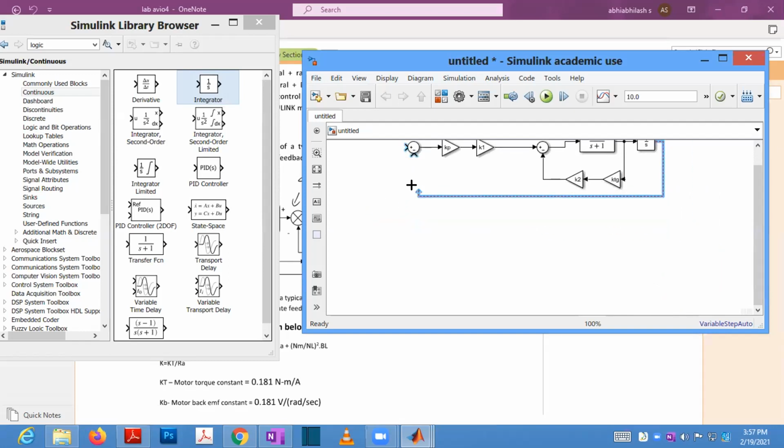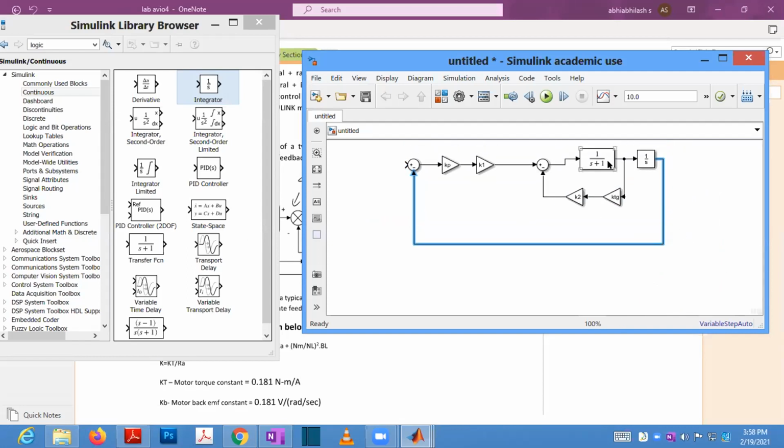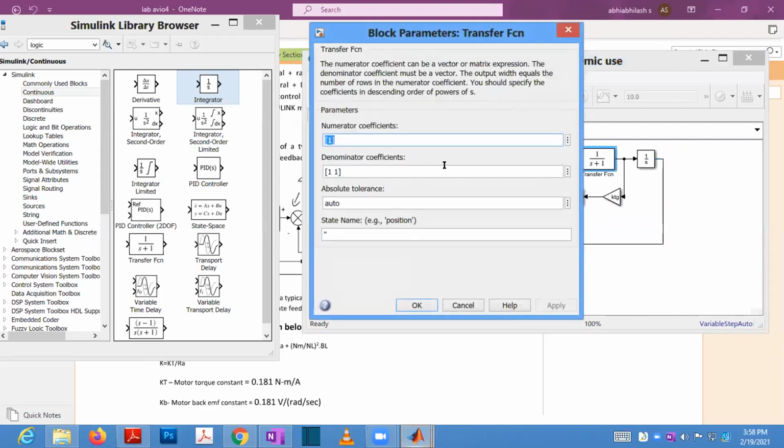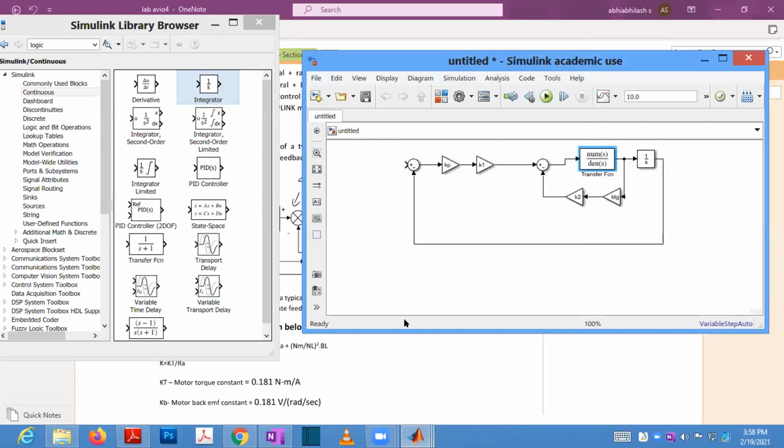Sir, instead of the integrator, we can also use a transfer function and specify the gain, 1 by S. That integrator is there now. You can directly use the integrator. You can use the transfer function block also, no problem. 1 by J and B. J, B. And this one you drag, you will get J and B directly.